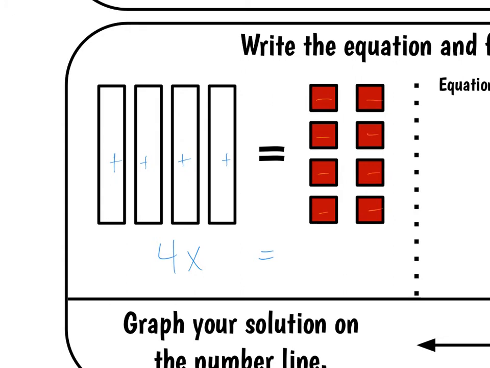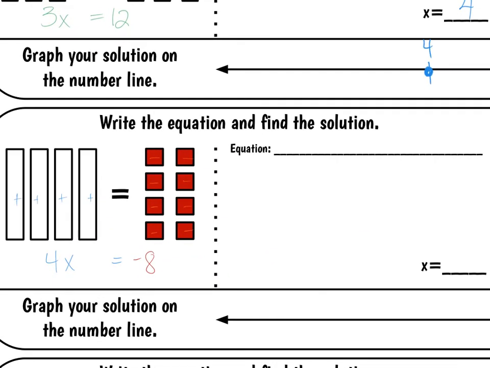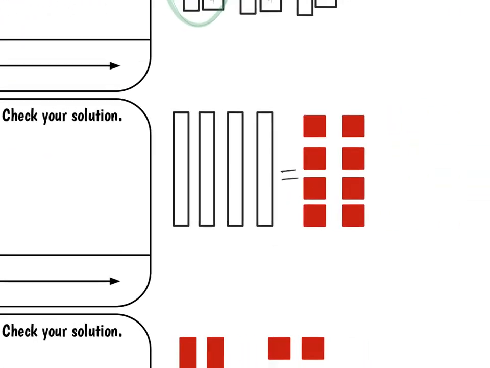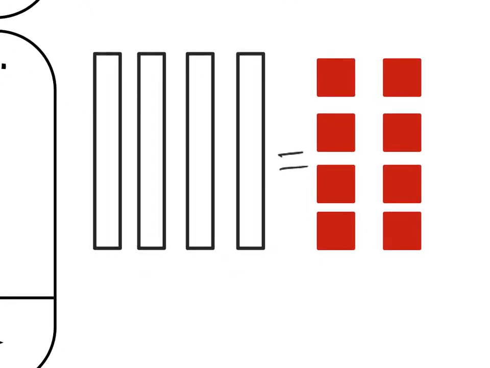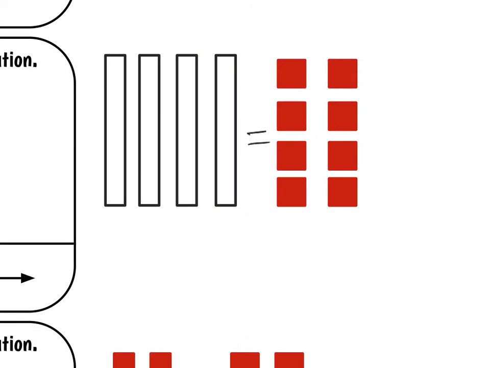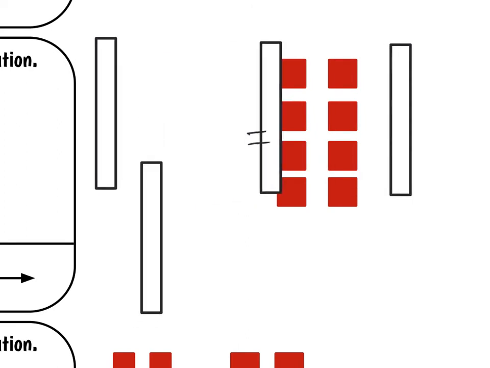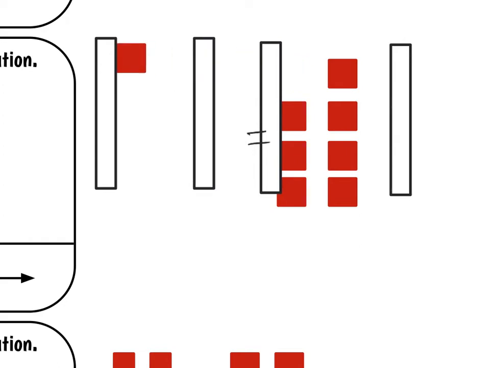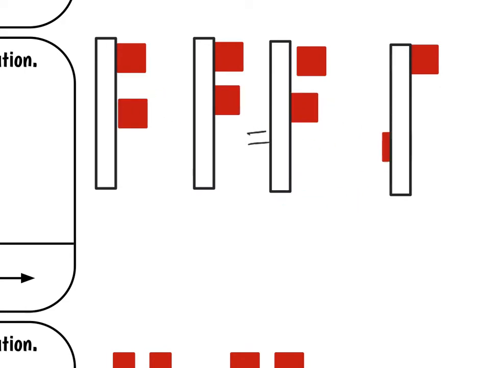So we're going to write that as negative 8. So our equation is 4x is equal to negative 8. Again, we know that 4x is equal to 8 negatives, but we want to know what 1x is equal to. So I'm going to move them around like I did on the first one. I'm going to move my x's so that I can then move my units and share them equally between the x's until I have no more left.